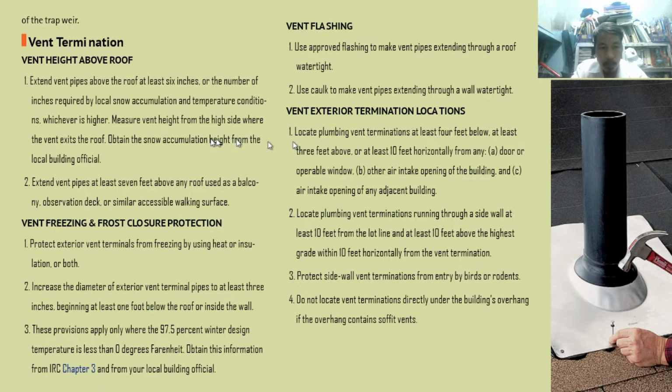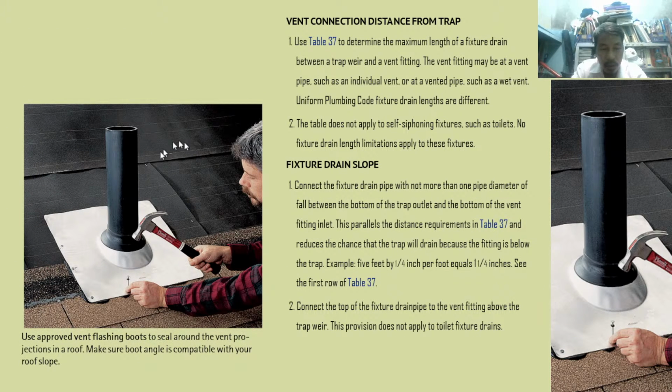Let's go back. Extend the vent pipes at least 7 feet above any roof used as a balcony. So this roof is not a balcony. So this is not used for a balcony. So 6 inches protrusion is okay. It is protruding about or more than 6 inches.